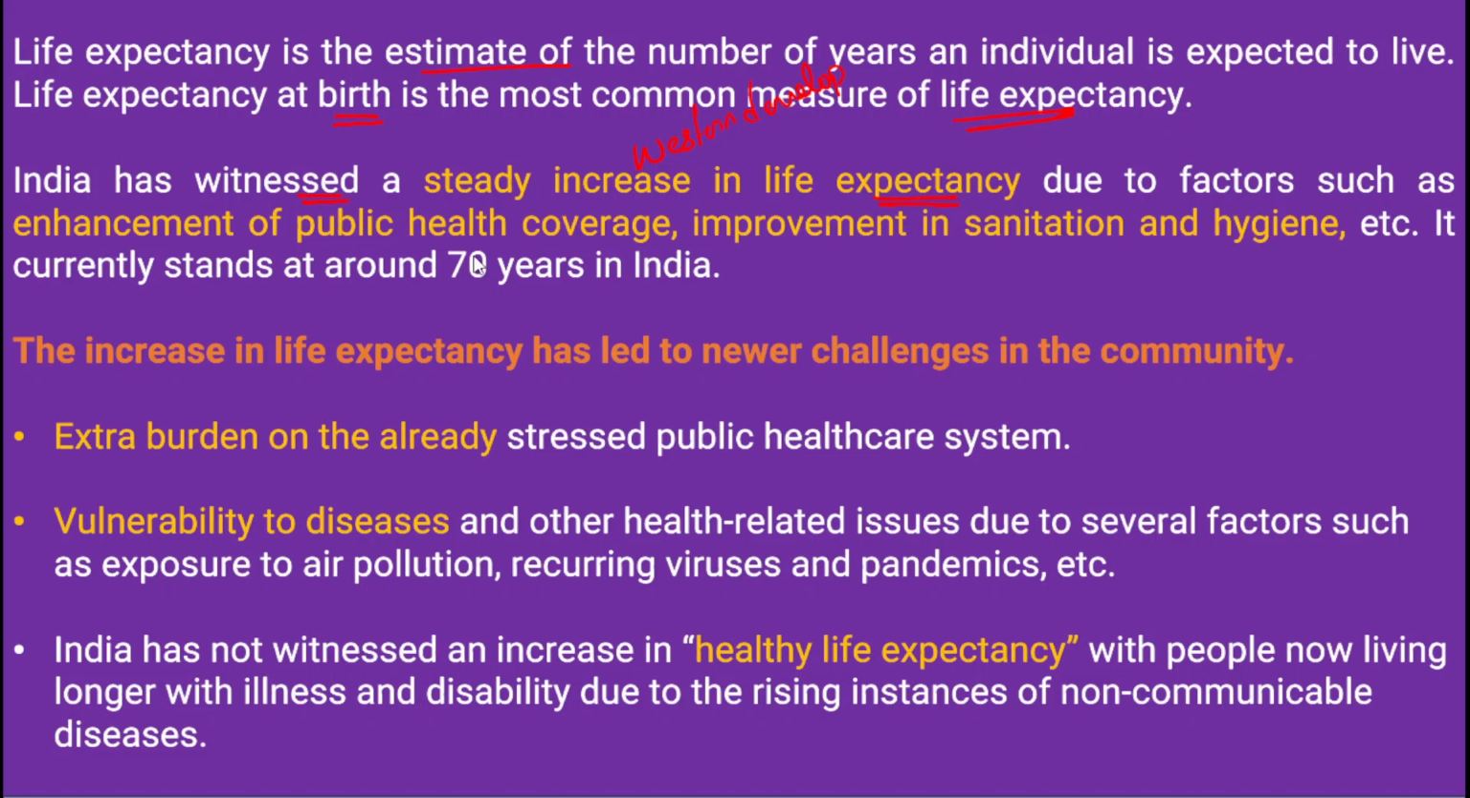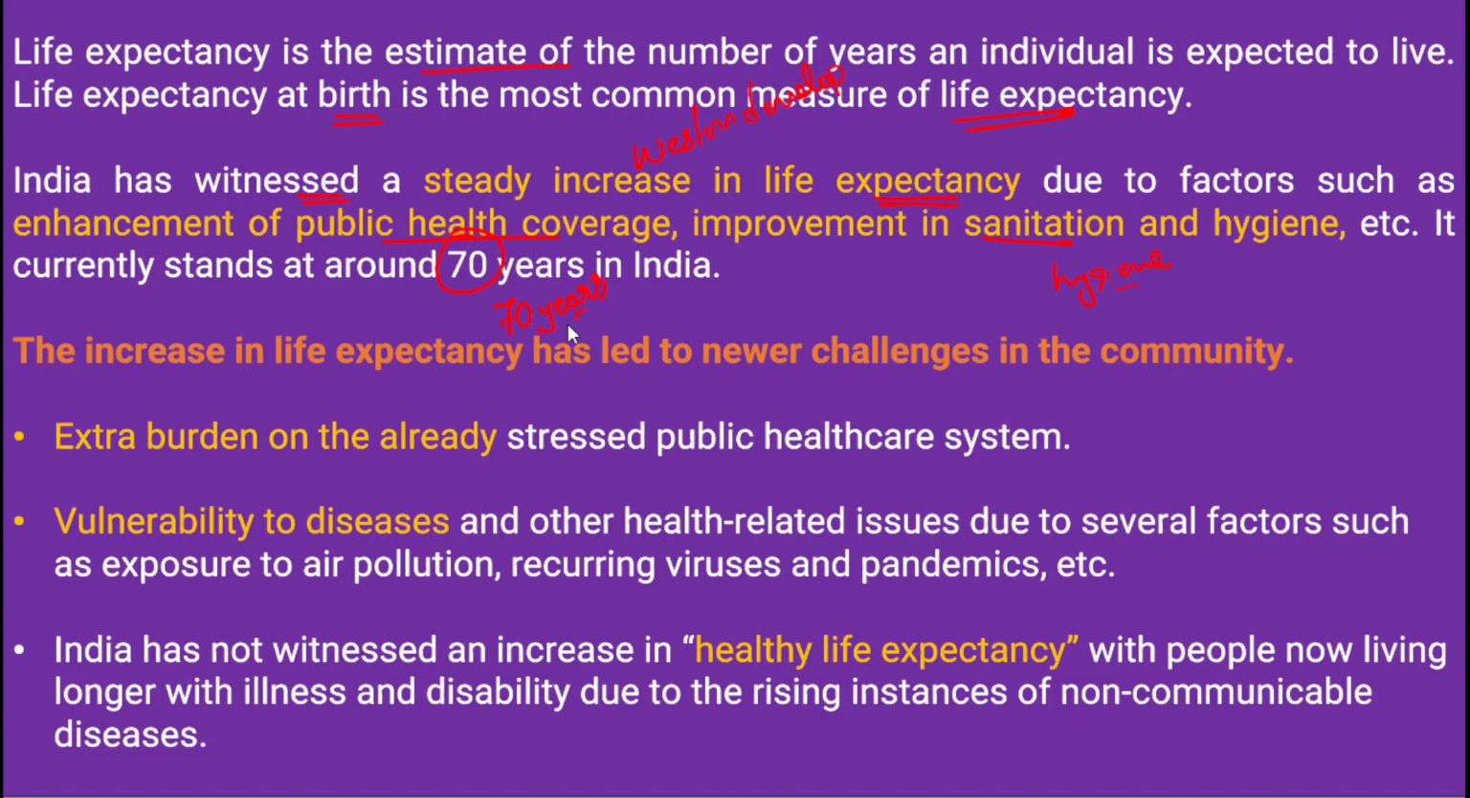Apart from those reasons, there are other reasons also. For example, enhancement of public health coverage, universal health coverage, and improvement in sanitation as well as hygiene, and vaccination. All these factors have made India significantly improve its life expectancy at birth. Currently the total life expectancy at birth for India is around 70 years.